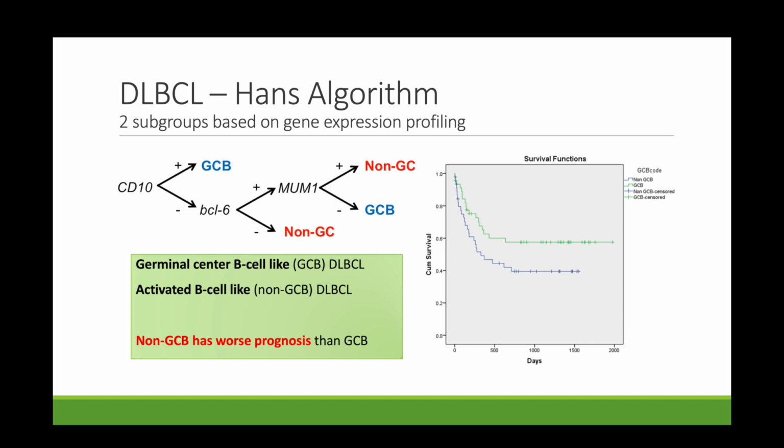The clinical relevance of this is that some folks may actually consider intensifying the chemotherapy regimen for the activated B-cell-like, knowing that it has a worse prognosis compared to germinal center B-cell-like lymphoma. So the big takeaway here is Hans' algorithm helps us to identify two subtypes of DLBCL, germinal center B-cell-like versus activated B-cell-like. Activated B-cell-like are further along in the differentiation process of B cells. They're on their way to becoming plasma cells, and so they tend to be more aggressive.